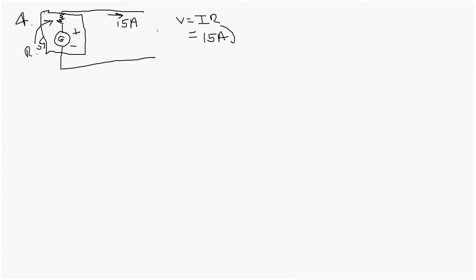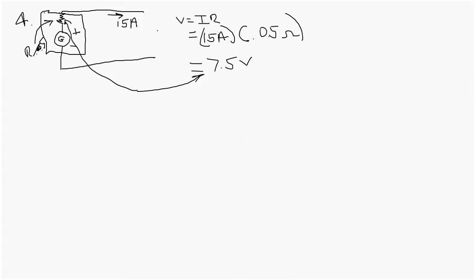Come on, pen, work for me. I've got an internal resistance of 0.05 ohms. So 15 times 0.05, I'm sorry, it's 0.5. You guys need to catch me on that, 0.5. So 15 times 0.5 is 7.5 volts. So in this little internal resistance here, I had 7.5 volts dropped.